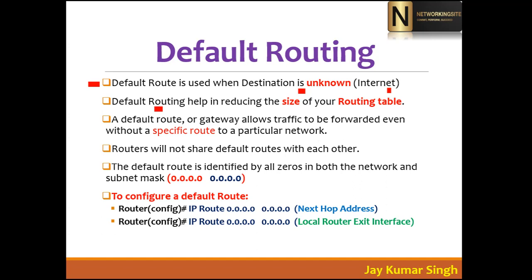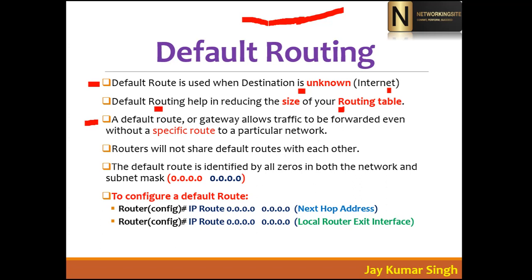So if you want to reach 10 destinations with two paths, your routing table will have 20 lines, 20 pieces of information. Now if you want to reach 50 networks with two paths, then you will have 100 lines, or 100 pieces of information in your routing table. But in default routing you will have only a single line towards the ISP: any data will come to me, I will forward it to this ISP, that's it.